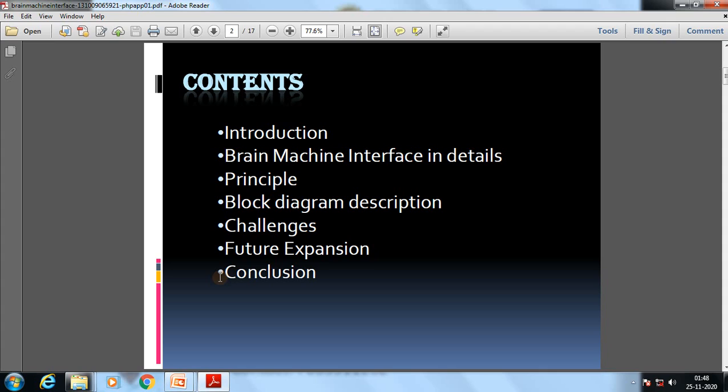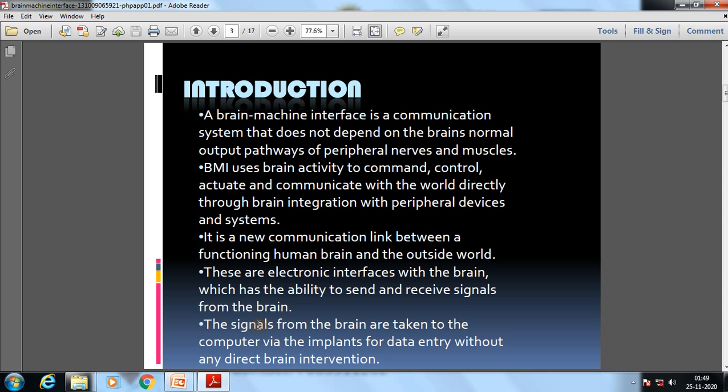The contents are the introduction of brain machine interface in detail, the principle of brain machine interface, block diagram description, challenges and future expansion, and the conclusion. These are the contents of today's lecture. So let's go to the next page. The introduction.